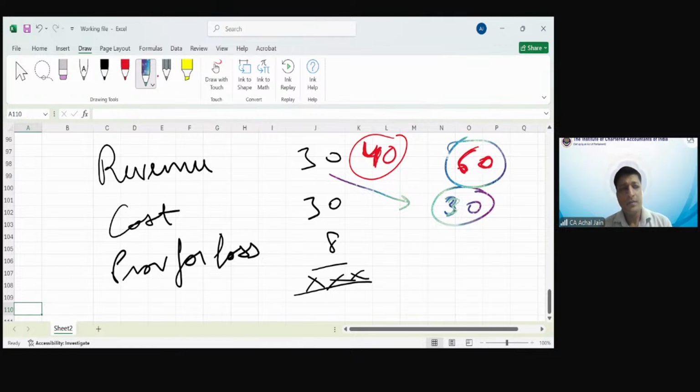Okay, sir. Anything else I have tried? AS 11 for foreign operation. Yes, tell me. Please go ahead. What's your query? Sir, in the study material, if you can open that. Study material. Just a minute. Which standard are you saying? For foreign operation, sir.